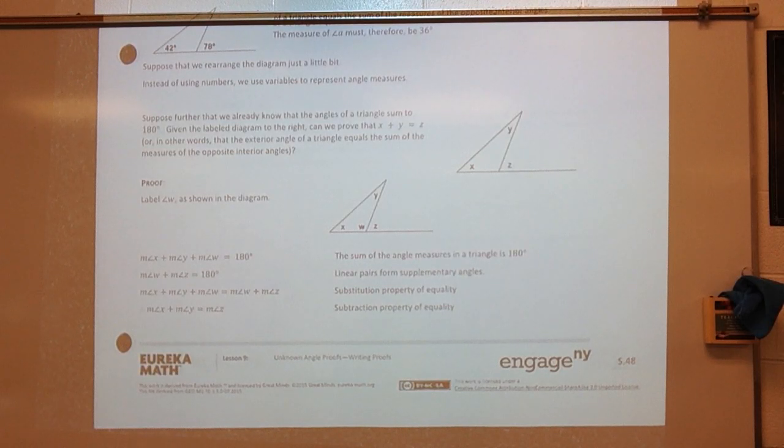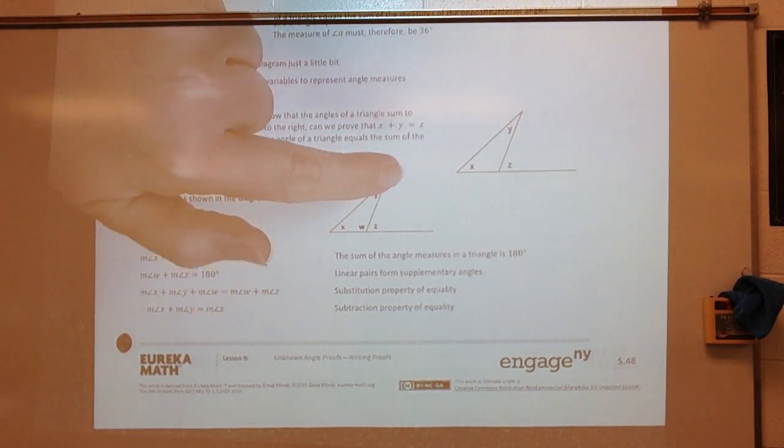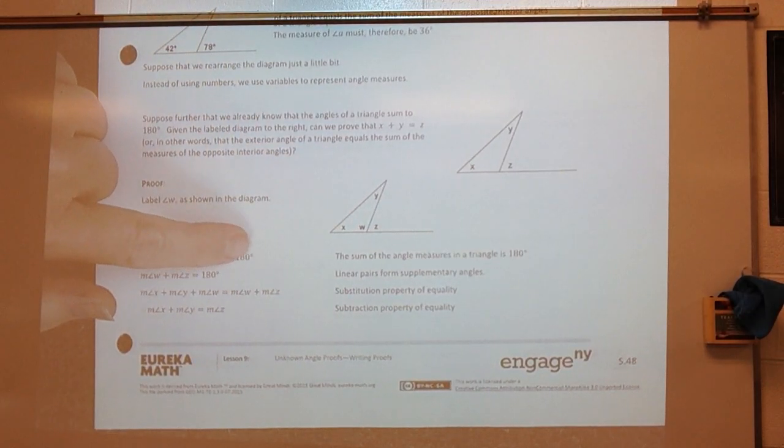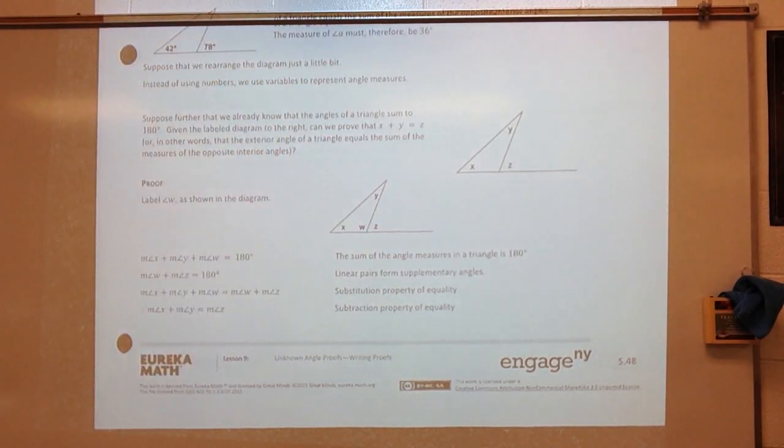Even though we have been saying that the exterior angle is equal to the sum of the two remote interior angles, how do we know that? So let's look at this proof. It says label angle W as shown in the diagram. So it gave angle W as the third angle of the triangle. The measure of angle X plus the measure of angle Y plus the measure of angle W is 180 degrees. How do we know that? Because the sum of the angle measures in a triangle is 180 degrees. We already know that.